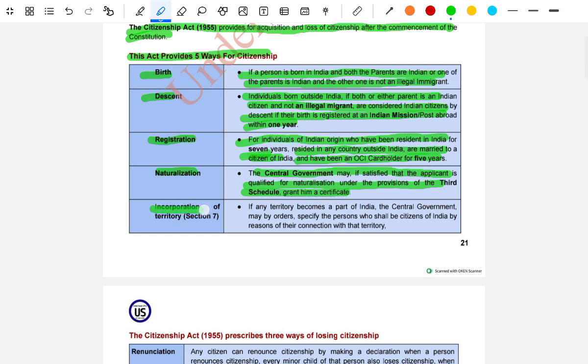Incorporation of territory, Section 7: if any territory becomes a part of India, the central government may by order specify the persons who shall be citizens of India by reason of their connection with that territory.